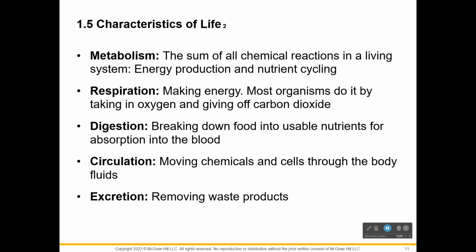We all respire, and respiration is where you use oxygen to burn the food products in the body. So this food allows us to have energy, and our waste product of doing that is carbon dioxide. We do some sort of digestion where we break down food into usable nutrients. Circulation is to move the chemicals through both cells and throughout the body fluids. And then get rid of waste is excretion.